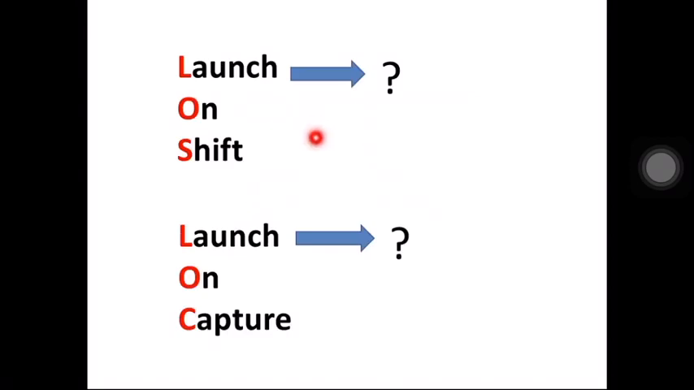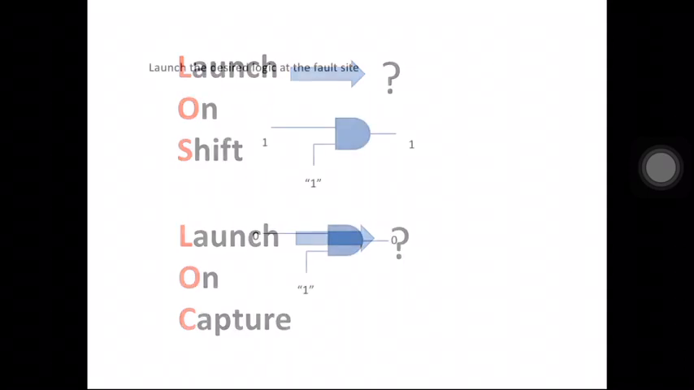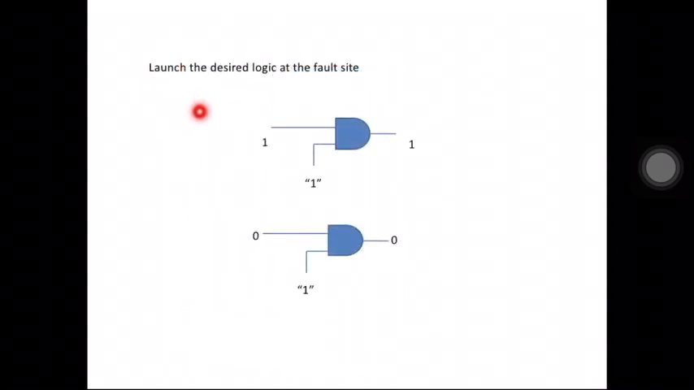For launch on shift and launch on capture, what does the term launch mean? Here launch means launching the desired logic at the output of the node. If I want to launch a logic 1 here, I will force a logic 1 at the input of the AND gate. Since one of the inputs is logic 1, the output will be logic 1. Similarly, if I want to force a logic 0 at the output node, I will force the input signal with a logic 0. So it will launch a logic 0 at the output node.